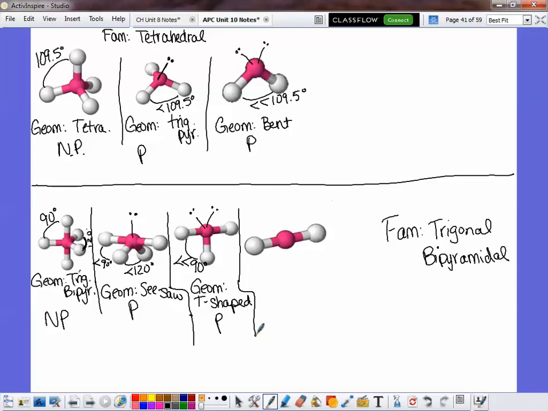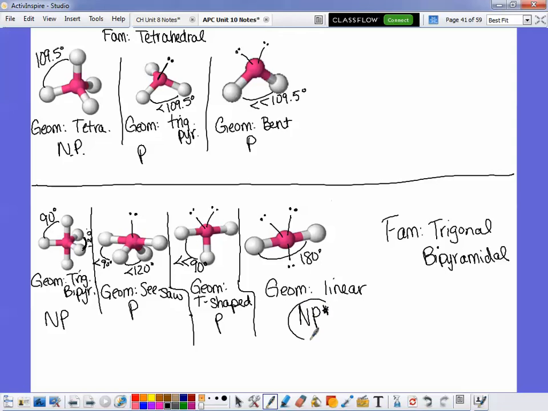And then this last one is, notice how that's linear. That looks just like the first linear we looked at, but there's actually 3 lone pairs here. So the geometry is linear. The bond angle is 180 degrees. Those lone pairs are all evenly distributed around the central atom, which is why this is nonpolar. That was that weird exception. It's nonpolar, even though there's lone pairs, they're all evenly distributed.